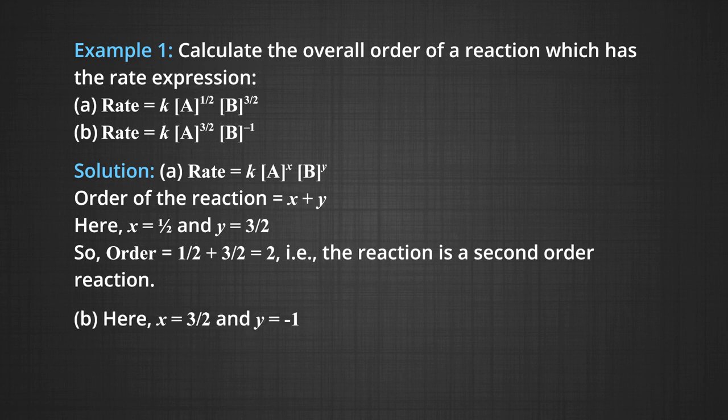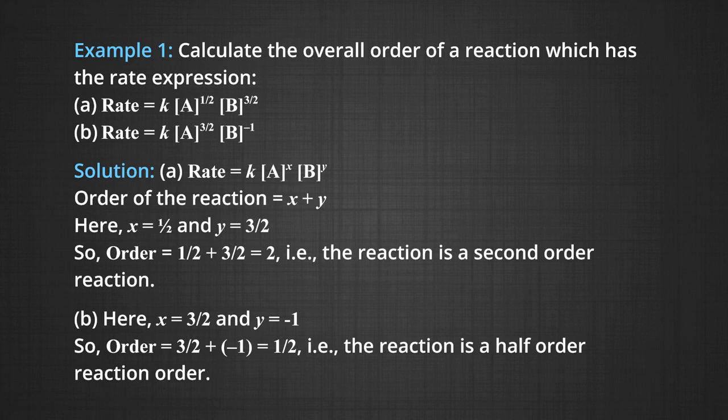Now, let me solve part 2. Here x is 3 by 2, whereas y is equal to minus 1. So, the order is equal to 3 by 2 plus minus 1. Answer is half. That is, the reaction is a half order reaction.